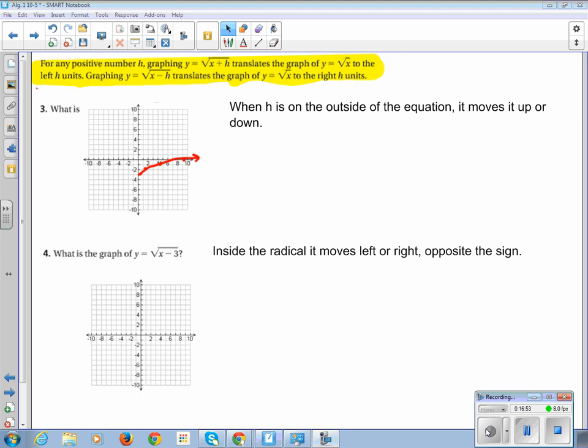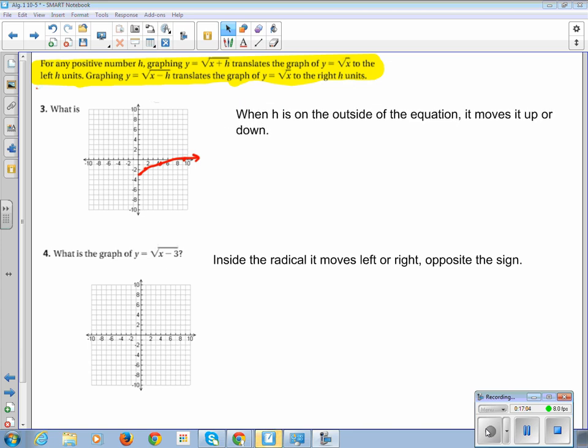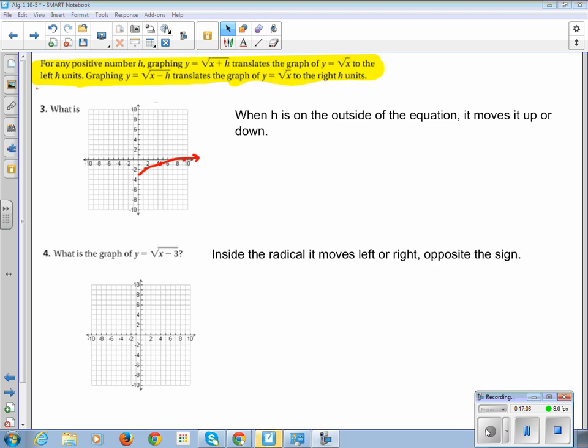All right. And then we look at the other scenario when I have a value inside the radical. It moves it left or right. So when it's on the outside, it's easy. It'll move it up or down. When it's on the inside, it's opposite the sign. So if I have minus 3, it's going to move it to the right 3. If I have plus 3, it's going to move it left. So it always moves opposite to the sign when it's inside.